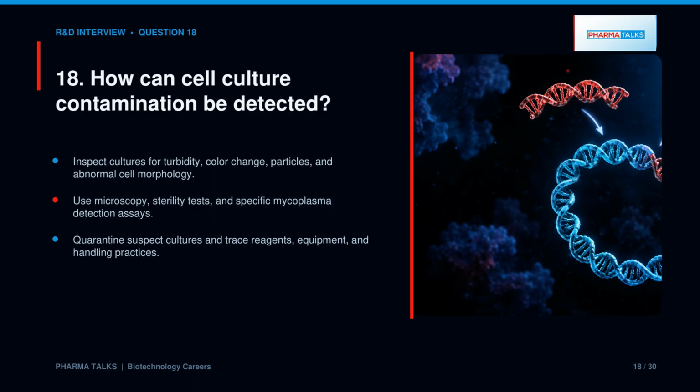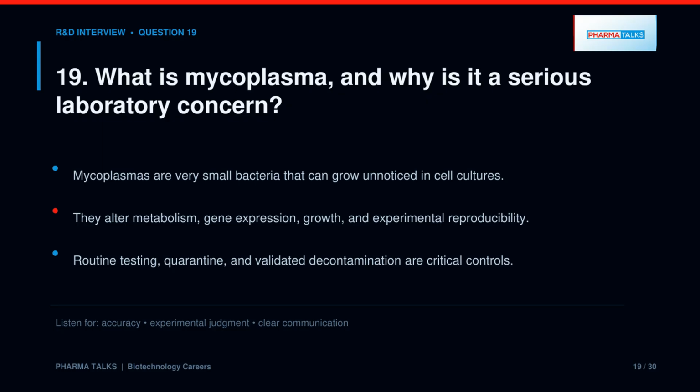Question 18. How can cell culture contamination be detected? Contamination may appear as turbidity, unexpected particles, rapid pH change, abnormal morphology, or altered growth, but some contaminants are not visible. I would combine routine microscopy with sterility and mycoplasma testing. Any suspicious culture should be quarantined, and related reagents, incubators, and handling records should be investigated before restarting work.